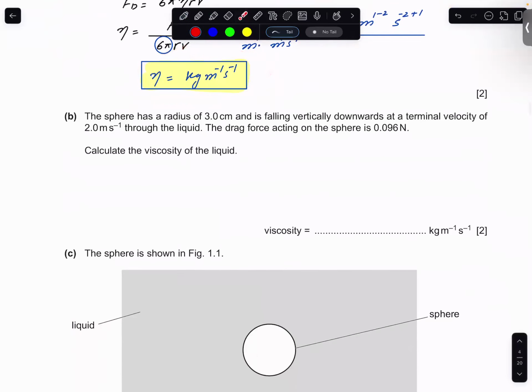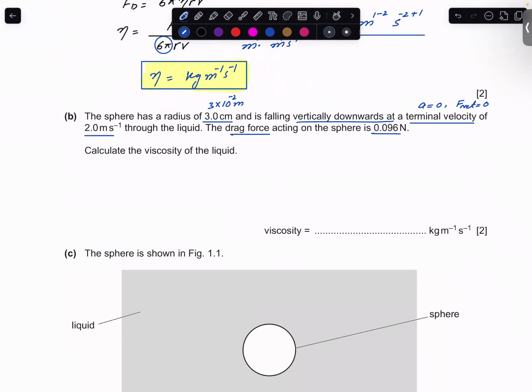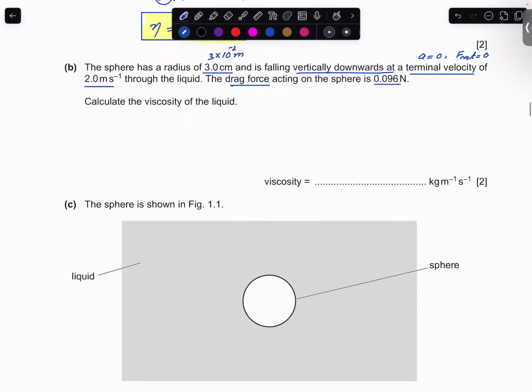Now the second part of the question, B part. The sphere has a radius of 3 centimeter, meaning 3 into 10 raised to power minus 2 meter, falling vertically downward at terminal velocity. For the terminal velocity, net force is 0, acceleration is 0 meters per second square, and F net will also be equal to 0 newtons. Terminal velocity of 2 meters per second through a fluid, the drag force acting on the sphere is given as 0.096. Calculate the viscosity of the liquid.